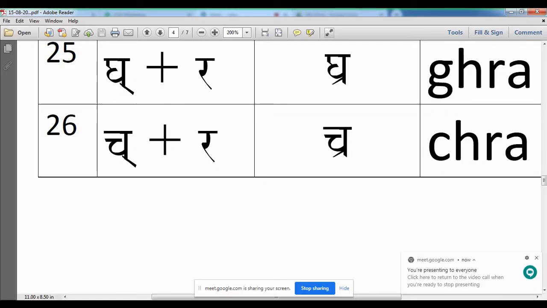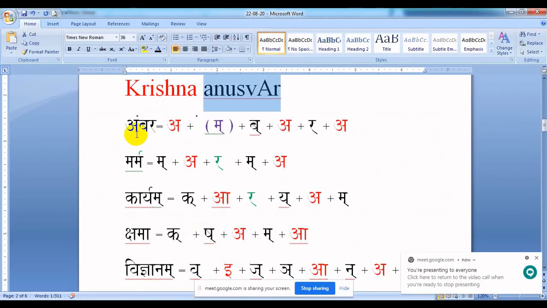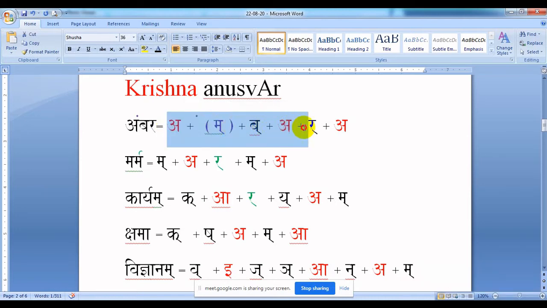Let's see this example. Can you tell me, in this word ambara, what is the pronunciation of this dot that I made in blue color? You can check, this dot is pronounced with which sound, dear? Ma. Read this word. Ambara. All of you speak. Ambara. So you can find this dot is pronounced as ma.